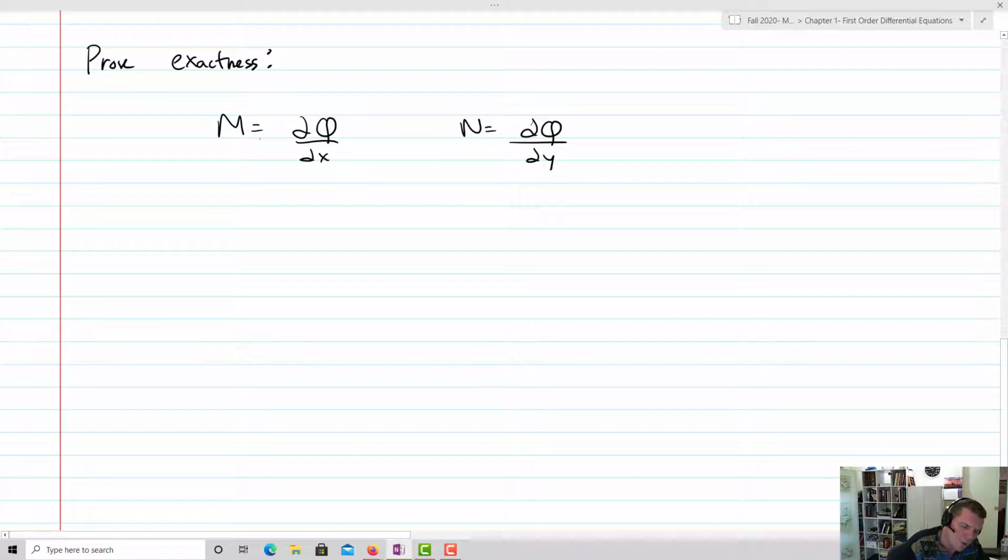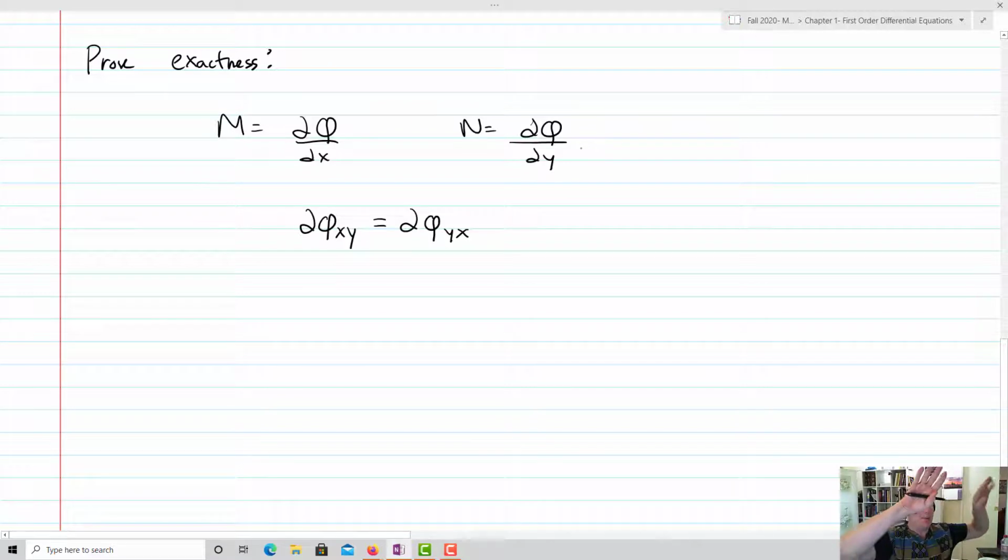To prove exactness, we're going to use something we got from, for example, our Calc 3 course when we were doing partial derivatives. I know that M equals dphi/dx, and N equals dphi/dy. If you remember from your third semester calculus course, if you take the partial of phi with respect to x and then with respect to y, it equals the partial of phi with respect to y and then x.